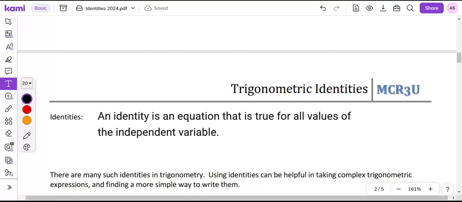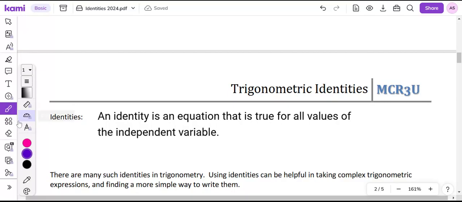An equation that's true for all values of the independent variable. All right, here's an example of an identity. I hope everybody would agree that this is always true. Would you guys agree that x plus x is equal to 2x? That's true no matter what number you put in for x.